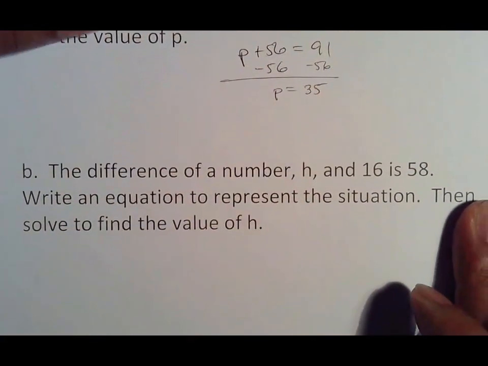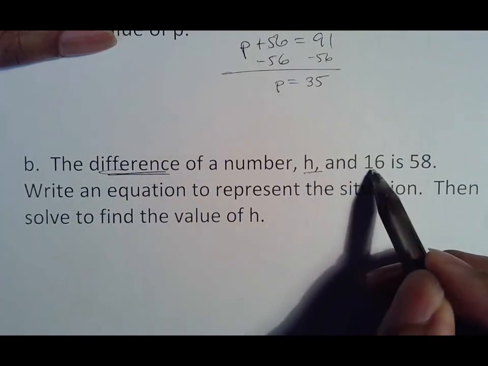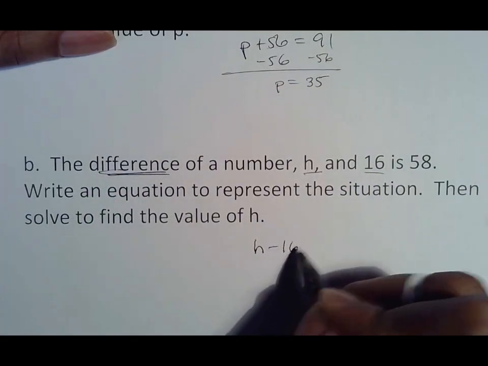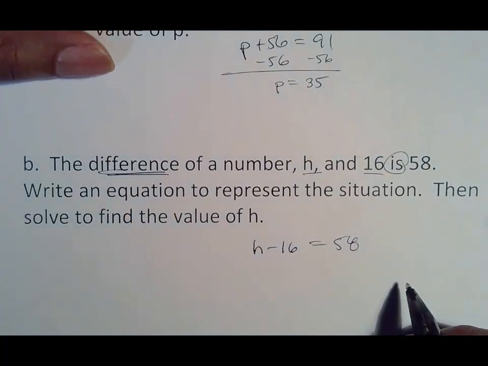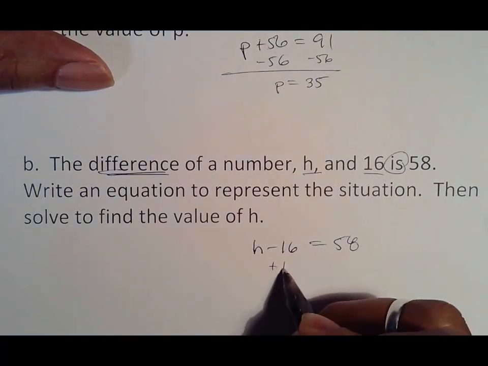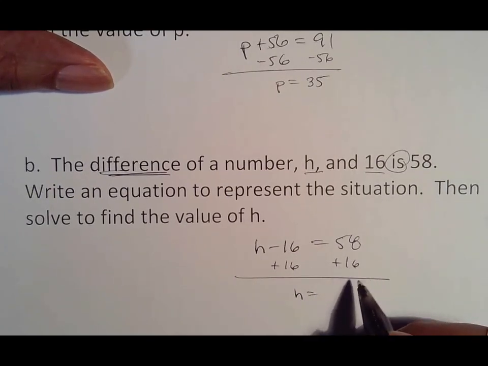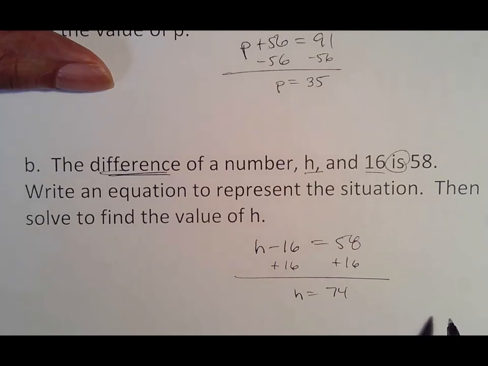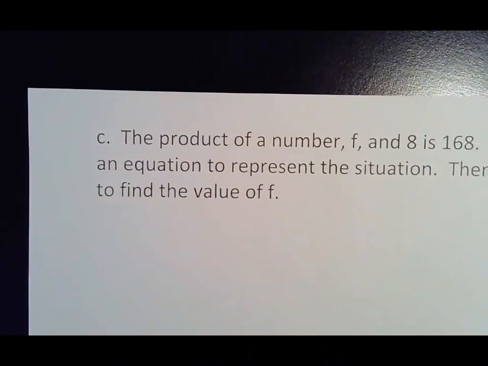The difference of a number h and 16 is 58. Again, remembering that difference means subtract, it's h minus 16 equals 58. Again, to move this 16 that's subtracted, we will add it to both sides. h equals 74. So again, sum means plus, difference means minus.